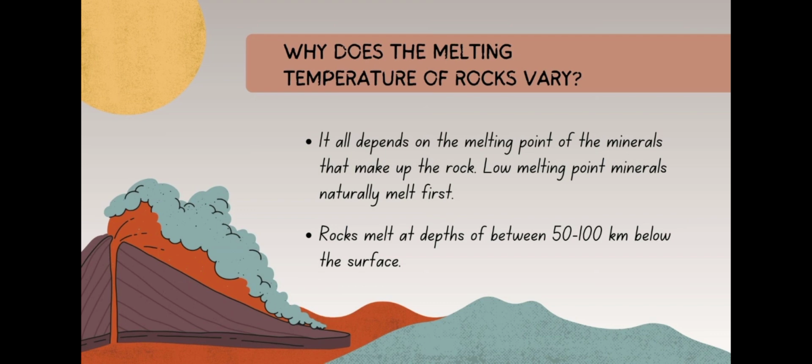Why does the melting temperature of rocks vary? It all depends on the melting point of the minerals that make up the rock. Low melting point minerals naturally melt first. Rocks melt at depths of between 50 to 100 km below the surface. The melting temperature of rocks varies due to a combination of their mineral composition, the presence of volatiles, the pressure conditions they are under, the amount of heat transfer from other sources, and the interaction between different minerals.